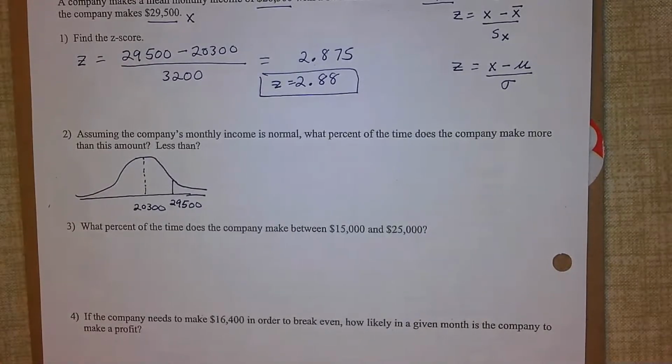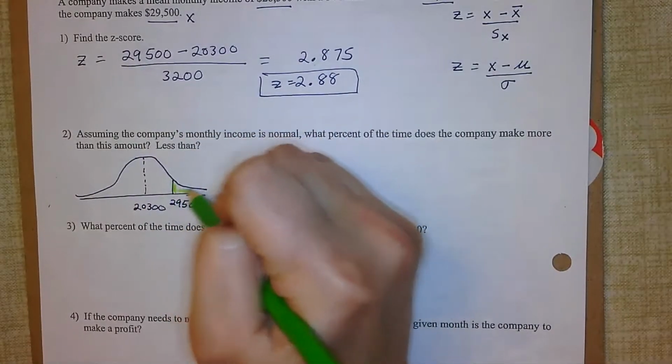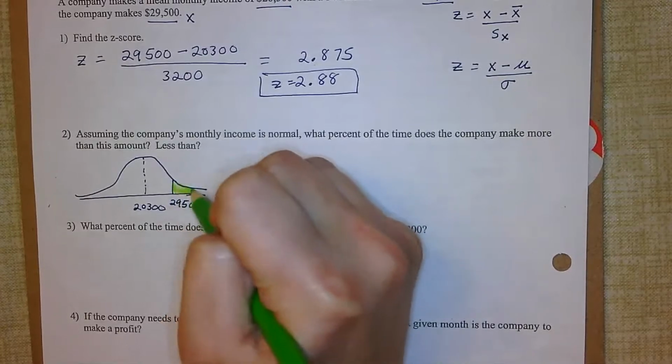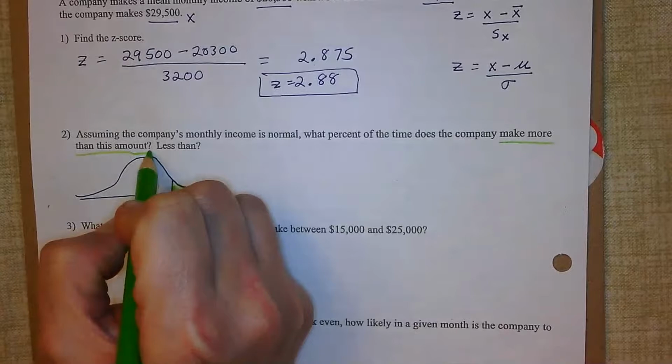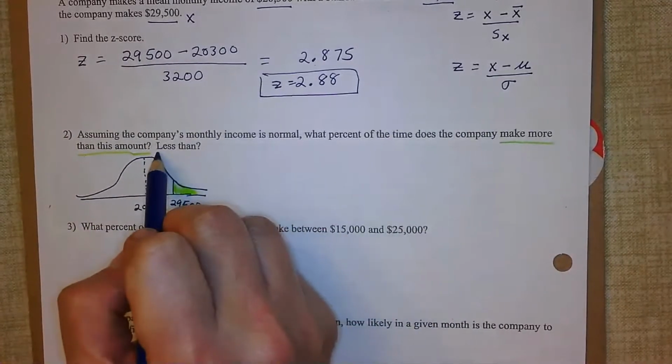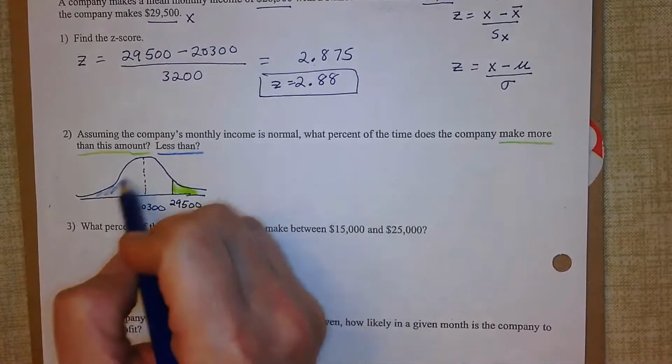Let me grab some colored pencils. All right, we'll pick a blue, a green. Let's see, I want a red. All right, so we're going to color this in green. This is really what we're looking for, when it says make more than this amount. Less than this amount, we're going to color it in this nice blue.